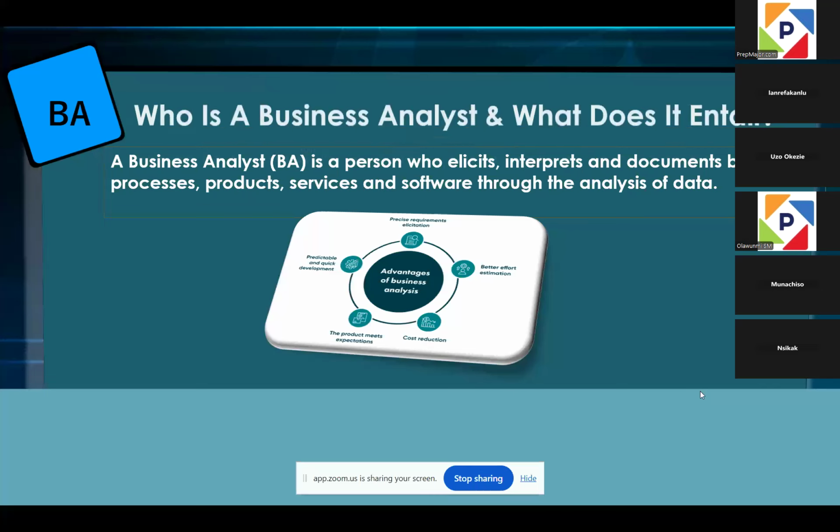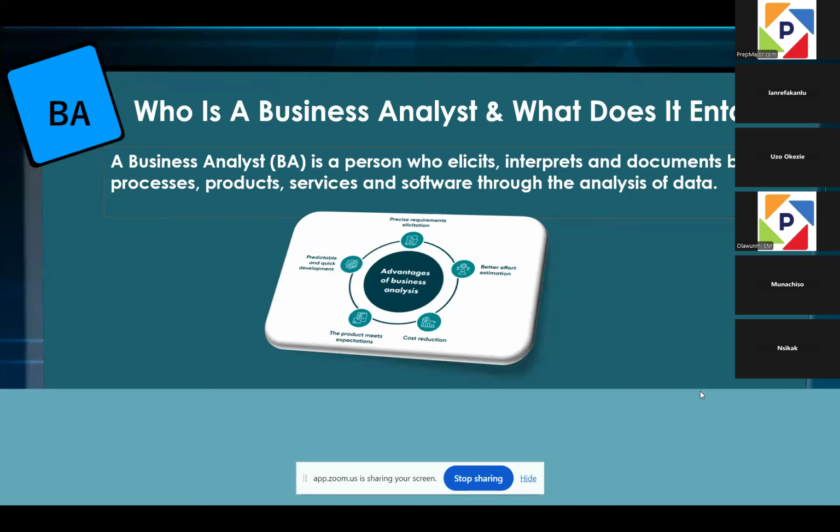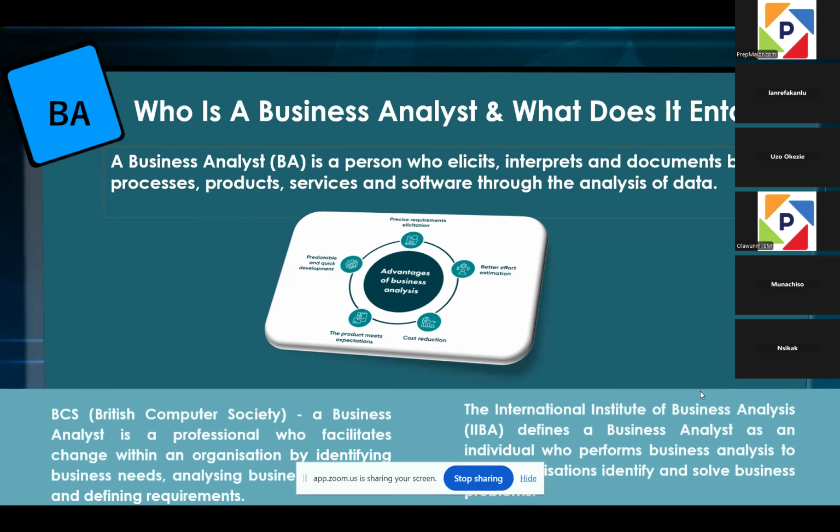All right, so a business analyst is someone who elicits, interprets, and documents business processes, products, services, and software through the analysis of data. Again, the words we use are just terms of the role. For example, elicit is just to gather information. So you're going to go to people and gather information from them. Then when they give you the information based on the project you're working on, you interpret it, you document it, you document business processes, services, all of that. And then you use it for the project, for all those involved in the project.